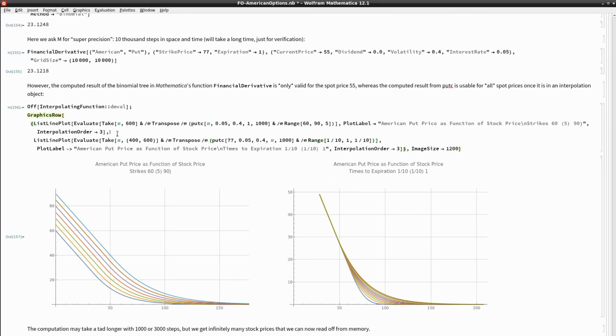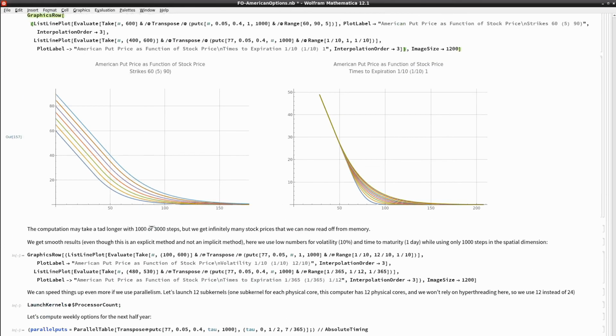Okay, was fairly fast. We get round smooth curves here. There's no ragged edges. We get really good performance from the method, and we get also good plotting performance here. Note that I've set the interpolation order to 3. We want to interpolate these call and put prices with a third order method, and I think really it was pretty fast. We plot again something. Note the time. The computation may take a tad longer with 1,000 or 3,000 steps, but we get infinitely many stock prices that we can now read off from memory. Right? All this was read off directly from memory.